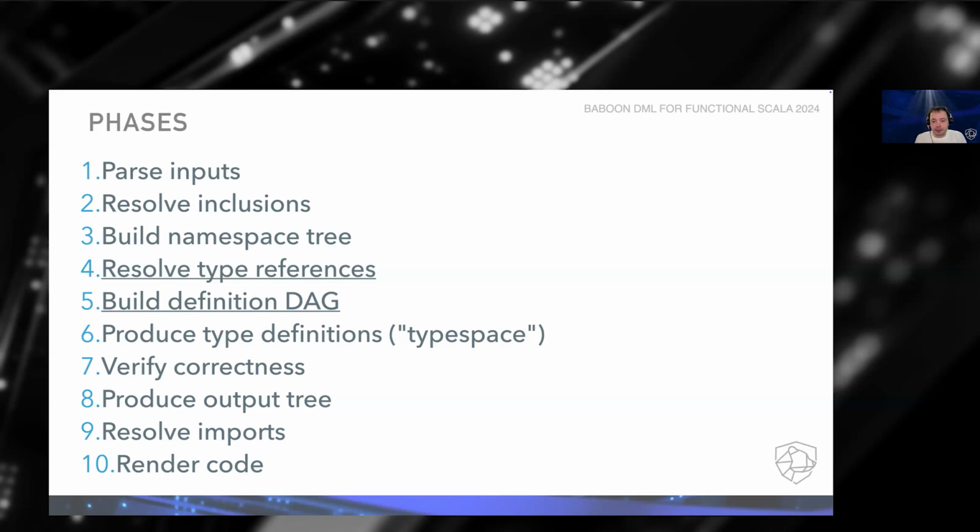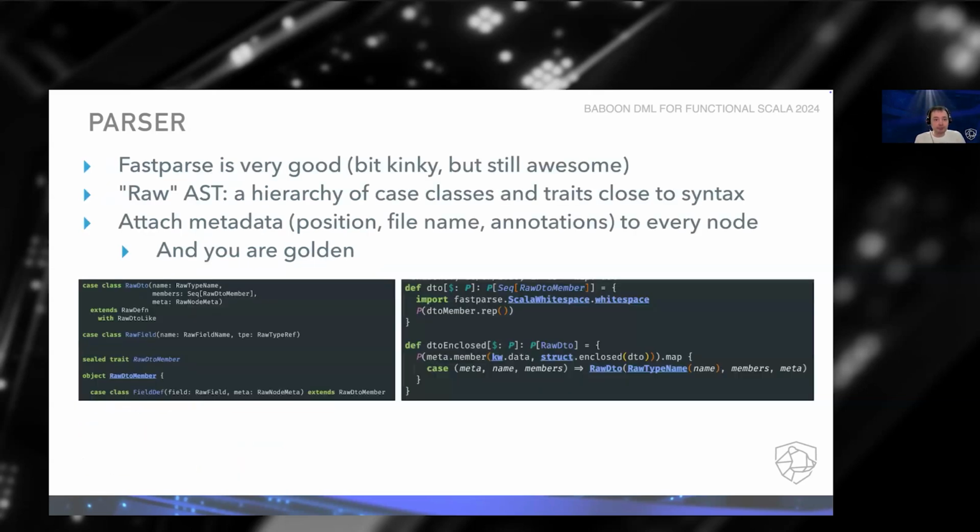And instead, we prefer to use so-called phases. Each phase is a pure function which takes an immutable data structure of a particular type, processes it, and returns another data structure of a different type. The pipeline of the Baboon compiler consists of 10 phases, which are parsing, inclusion resolution, namespace processing, type reference resolution, formation of an acyclic graph of type definitions, type definition processing, verification, templating, import resolution, and finally rendering of the output code. So let's walk through these phases.